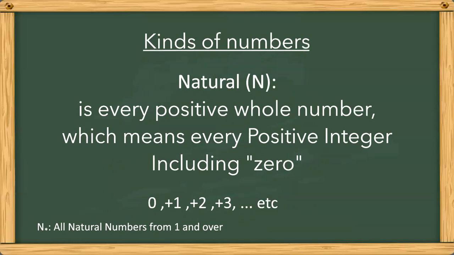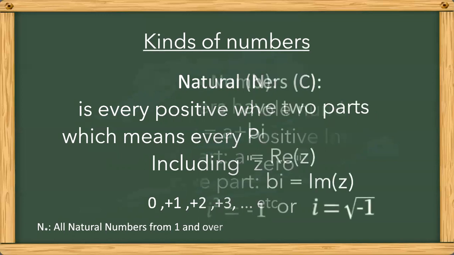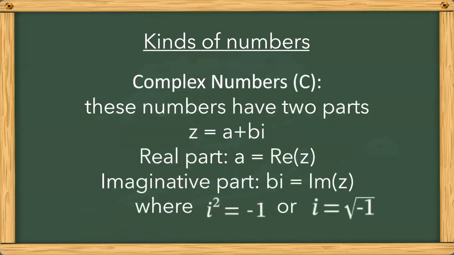The natural number is every positive whole number, which means every positive integer including 0. 0, plus 1, plus 2, plus 3, not the negatives, and no decimals. Okay. And finally, we have the complex numbers that are symbolized by the capital letter C.